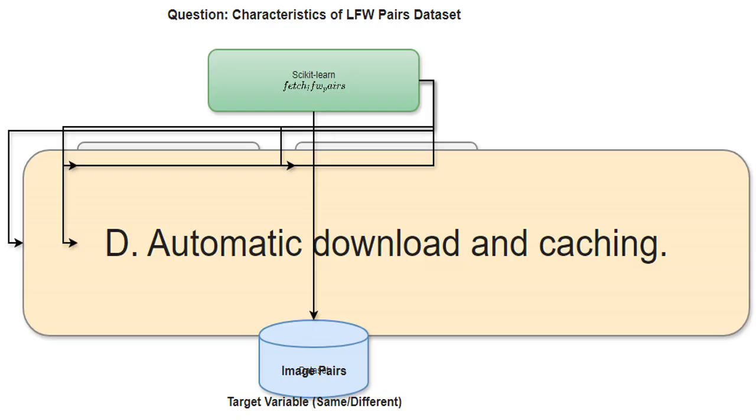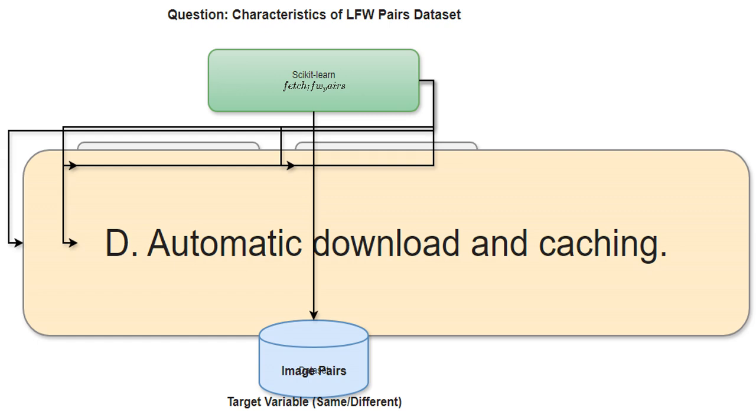I like this feature. The beauty of fetch_lfw_pairs is that it handles the download for you. Even better, it caches the data. That means if you run the function again, it'll load the dataset from your local cache instead of re-downloading it.